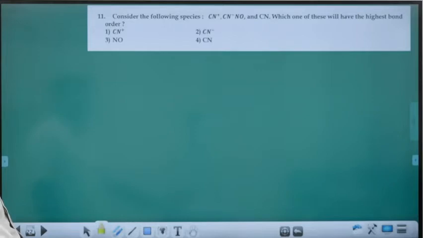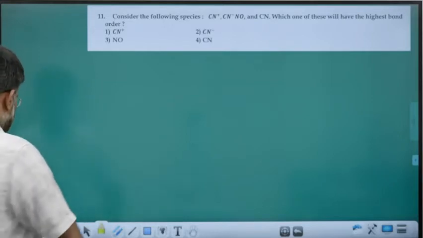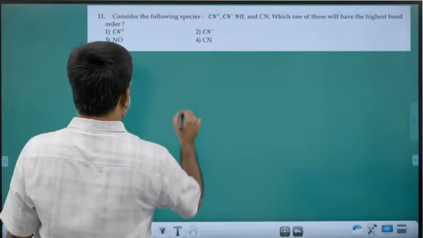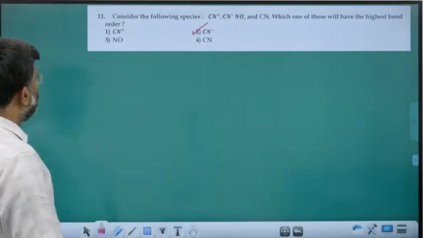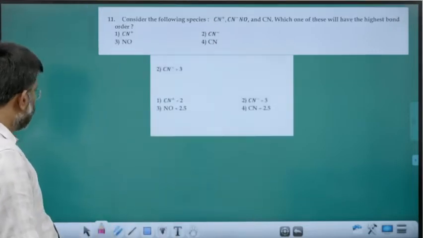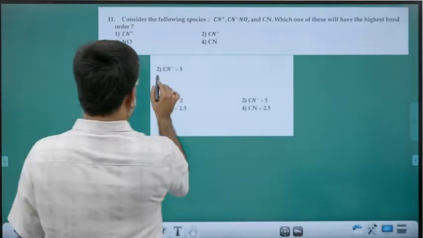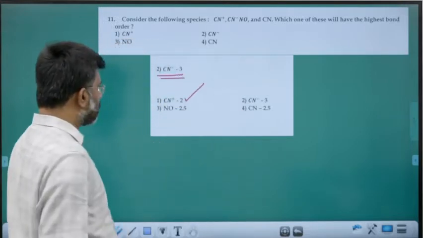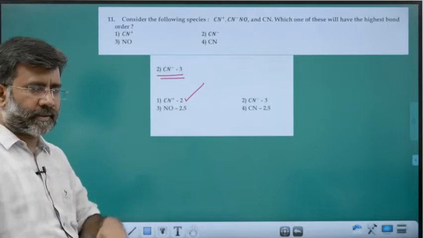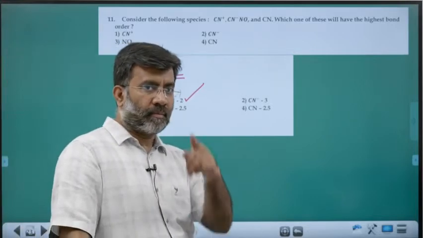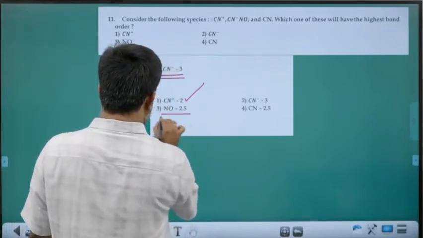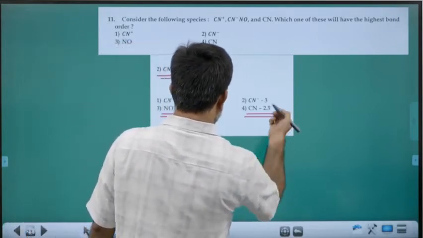Highest bond order. Highest bond order is 3, option 2. That contains bond order 3. While CN plus, you can work out, has bond order 2, because 1 electron decreases from the bonding molecular orbital. Verify that. And NO was already commented on. CN is 2.5.